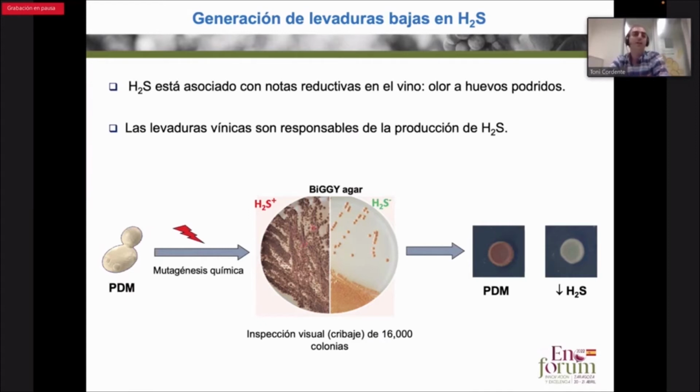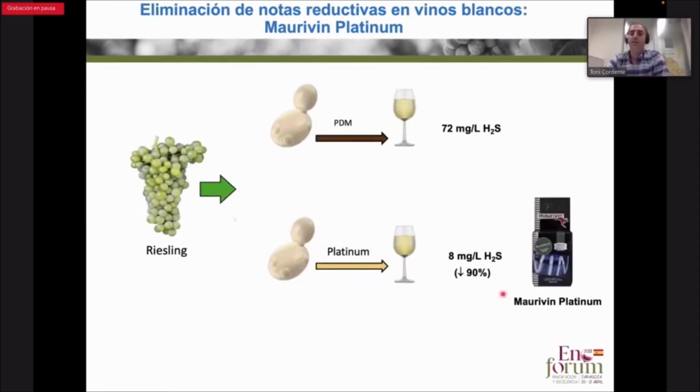The darker the colony, the bigger the production of this compound. After screening more than 16,000 colonies, we were able to identify 8 strains with a clearer phenotype than the other strains, as you can see in the image. This phenotype with low hydrogen sulfide content was cultivated in a Riesling variety.